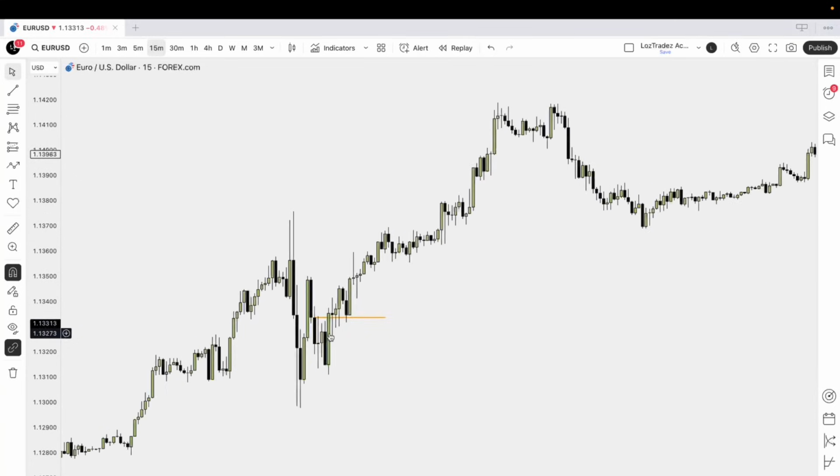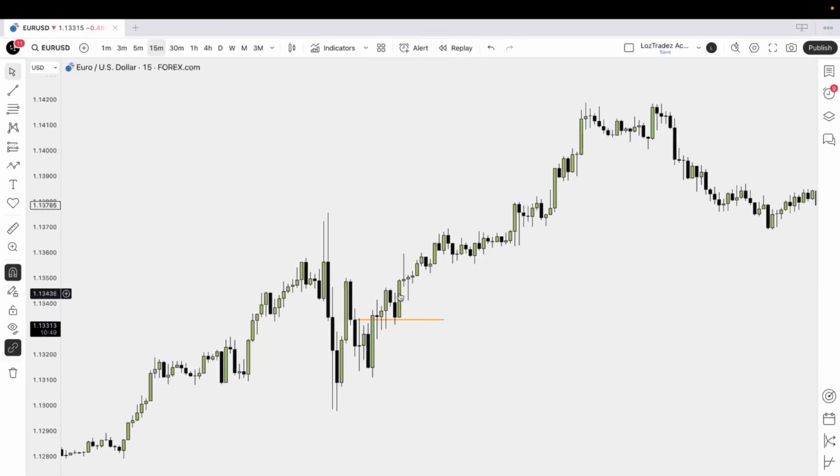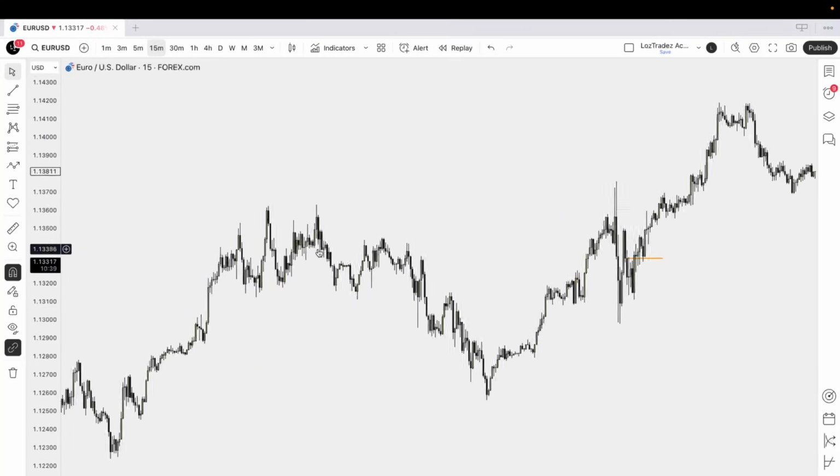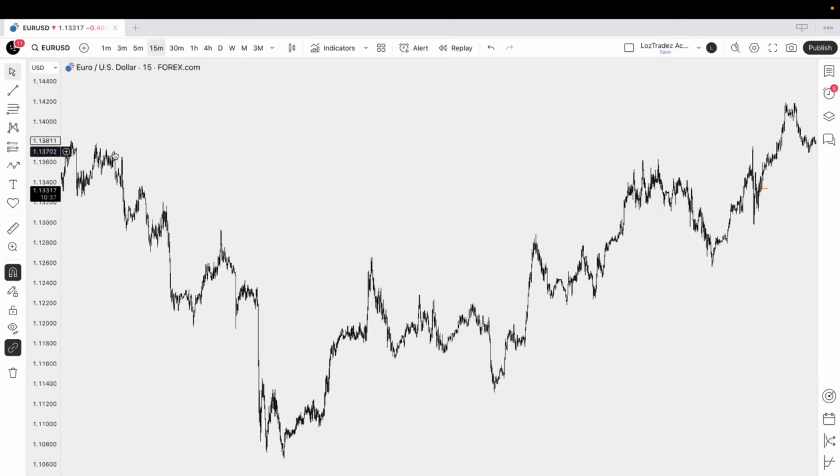Then we wait for what? Displacement. Where does the displacement come in here? Here. Fair value gap. Finally, we create a fair value gap. We wick into it and run away. Target the highs and protraction. So the old highs back here.